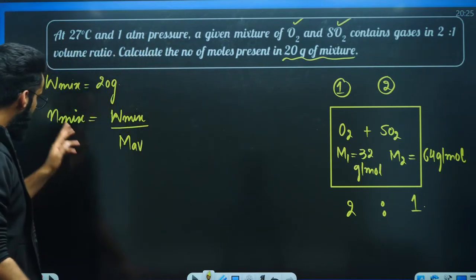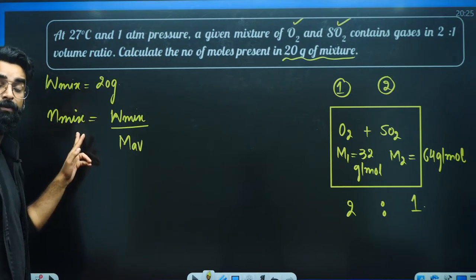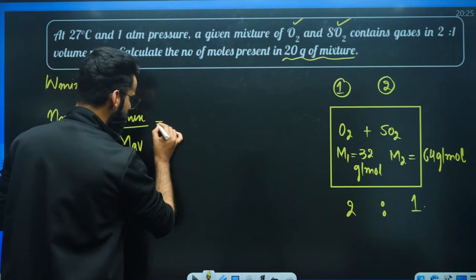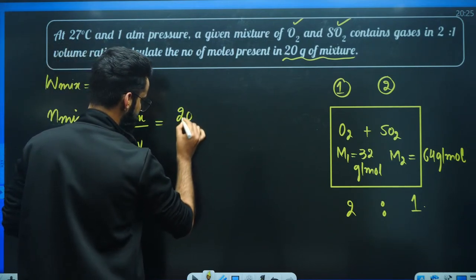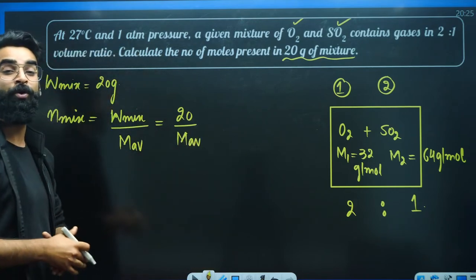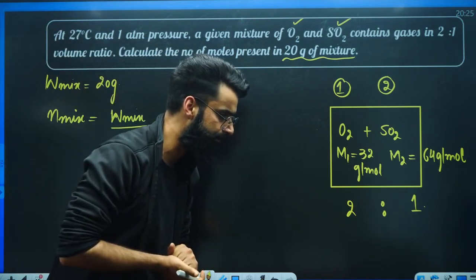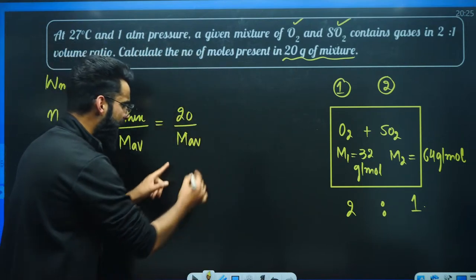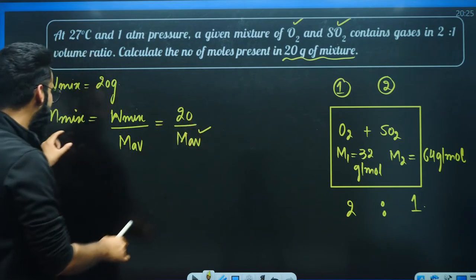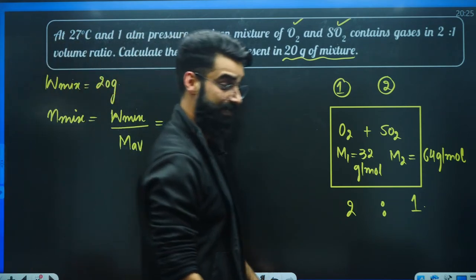Now understand. The number of moles in the mixture is equal to the mass of the mixture divided by the molar mass of the mixture. If I ask you the mass of the mixture, that's 20 grams. Is the molar mass of the mixture, what you call the average molar mass, given? No, it's not given. So we have to calculate the average molar mass of the mixture first, then put the value here and get the total moles present in the mixture.